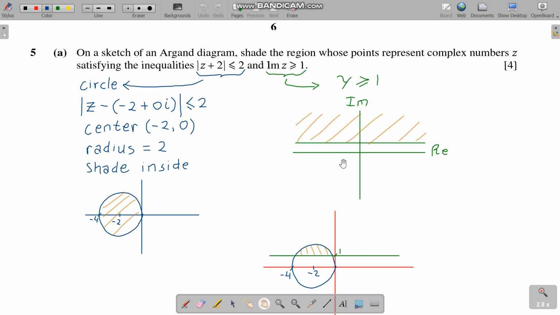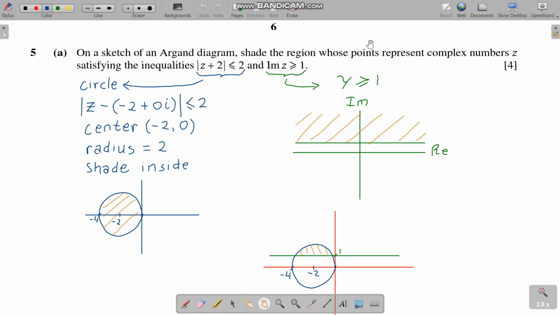The question is about complex numbers. On a sketch of an Argand diagram, shade the region whose points represent complex numbers z satisfying the inequalities: the modulus of z plus 2 is less than or equal to 2, and the imaginary part of z is greater than or equal to 1.